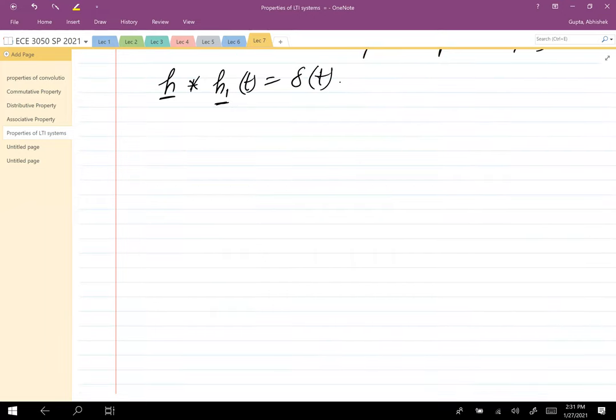So let's look at an example. Let's say I have a system where h of t is delta of t minus t naught. So basically you give it an impulse input and you get the impulse output, but translated in time. So there is some delay, and after that, some impulse comes out of it. I'm trying to think of an example when such a thing would happen.